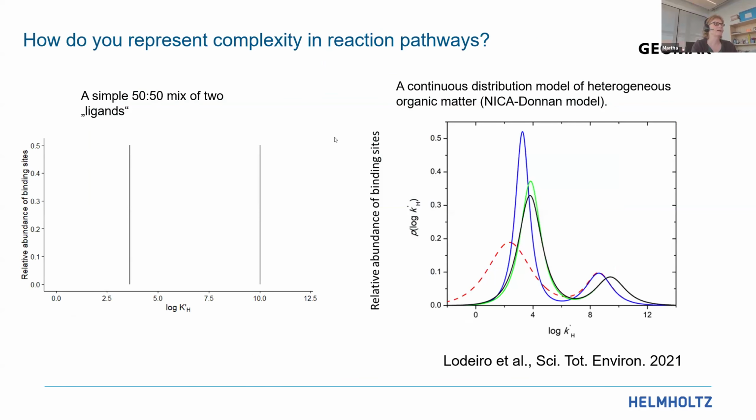So how do you represent complexity in reaction pathways? This is what we do at the moment. On the left-hand side, we have a simple mix, maybe not 50-50, but we have two ligands with two affinities. And what we want to get to is not this very simple mixture, but a heterogeneous mixture. So we have to do some fancy maths, make some nice equations, and then you can come up with a distribution. This is a continuous distribution model of heterogeneous organic matter, which is called the Nicodonon model. And this is what we're going to use in this study.